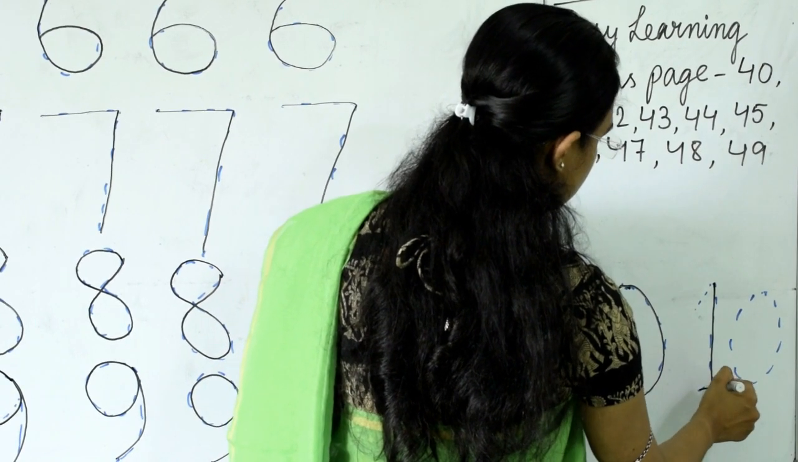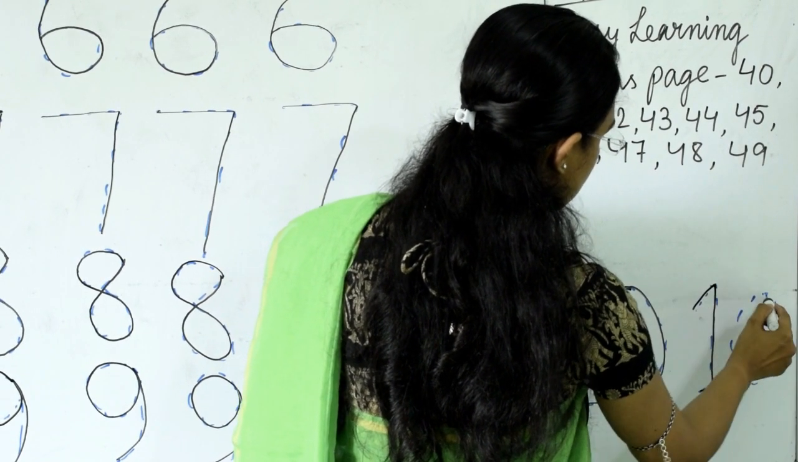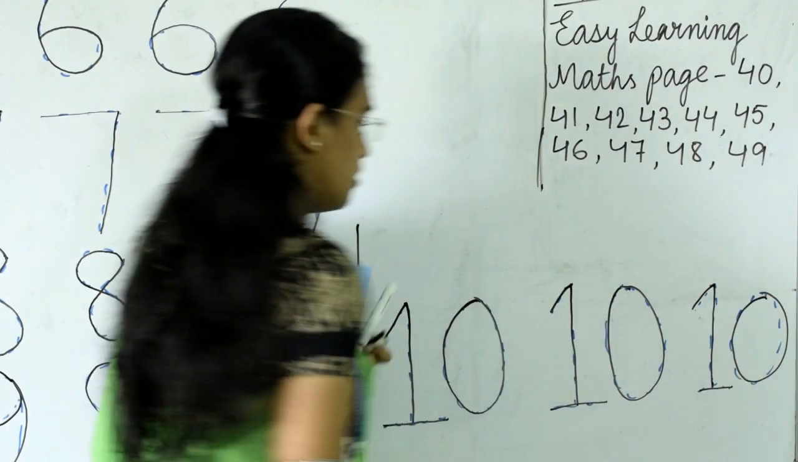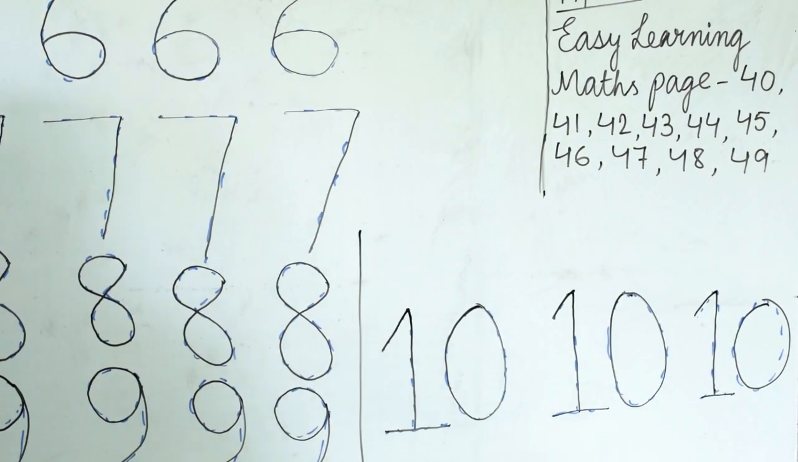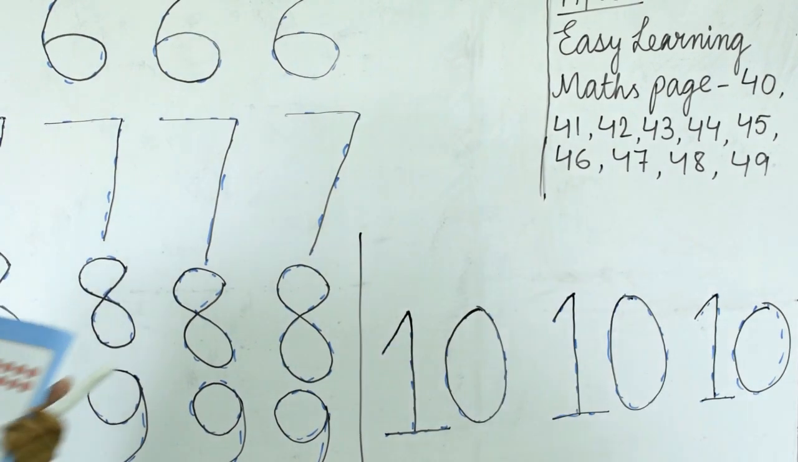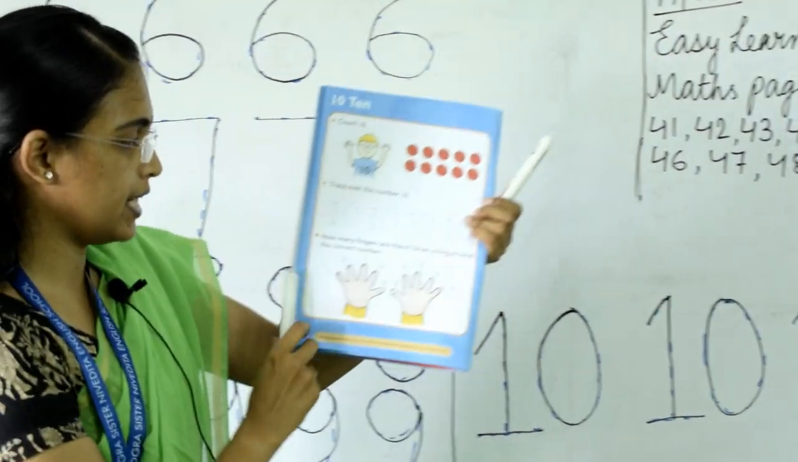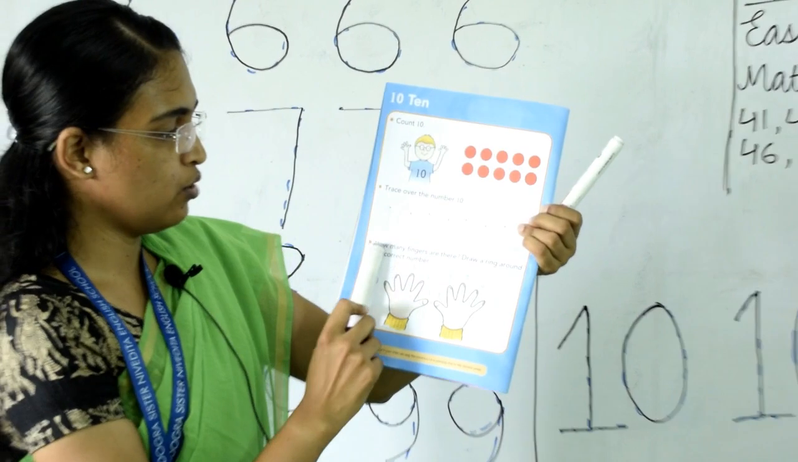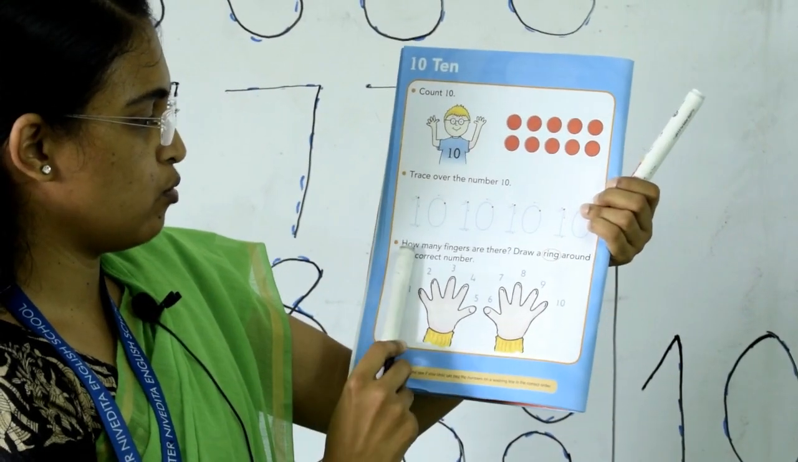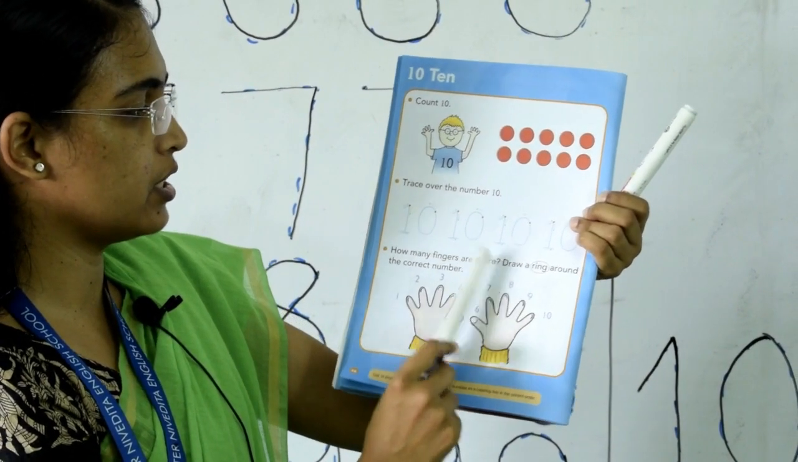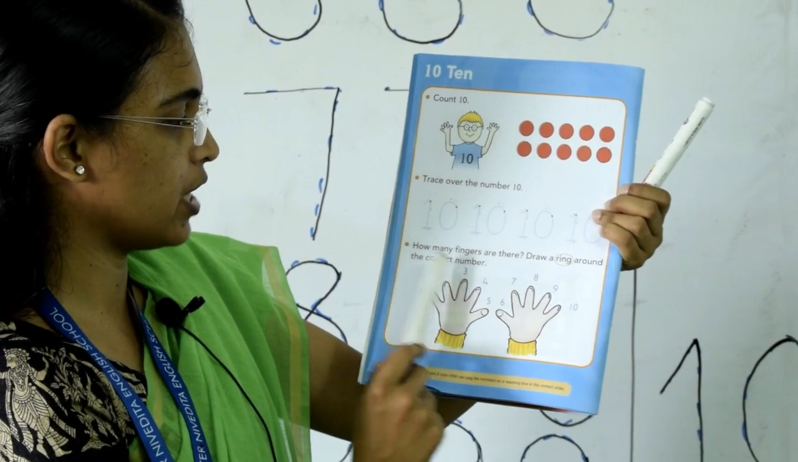This is which number? Yes, it is number 10. So it is number 10. So after tracing this number 10, what you have to do? You have to do this portion. What is the question? How many fingers are there? Draw a ring around the correct numbers.